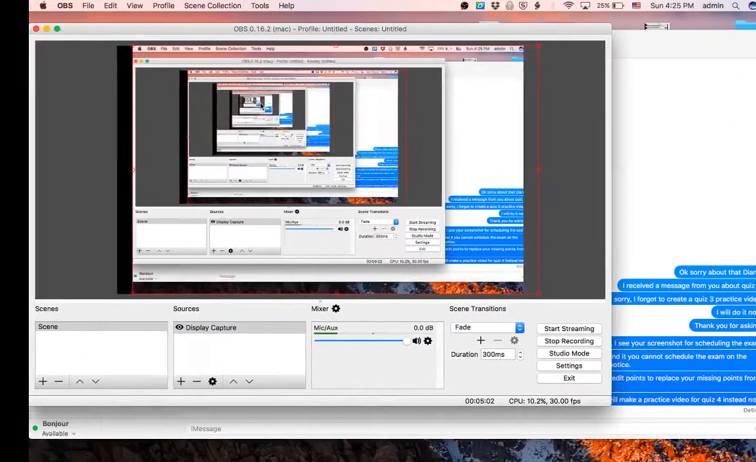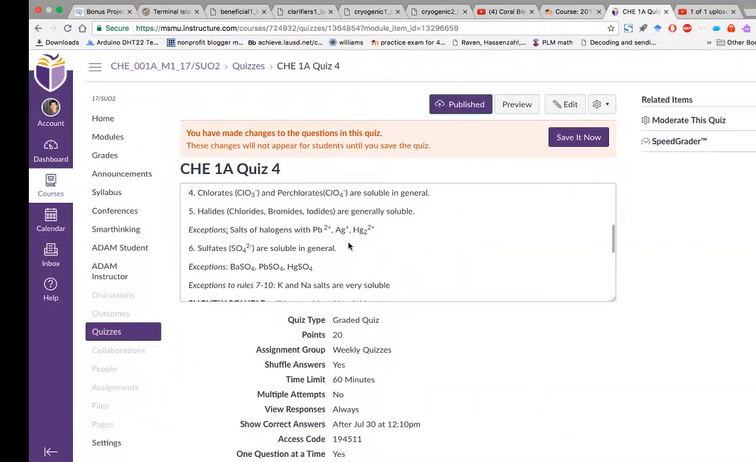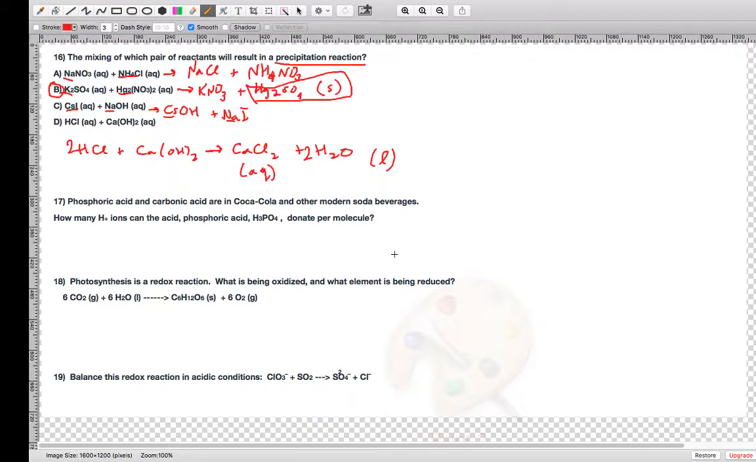Which I forgot. What was that other exception? Here it is. Not silver. It's good. Lead 2, silver, and mercury 1. These are the positive ions that will cause a solid to form when there are halide ions around, like chloride, bromide, or iodide. Okay, so anyways, that's B. I have confirmed by the process of elimination that B is the answer for this one.